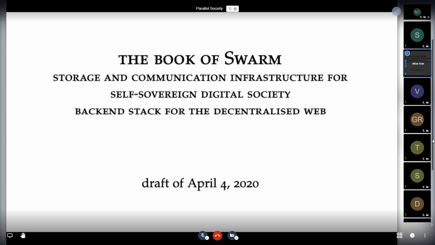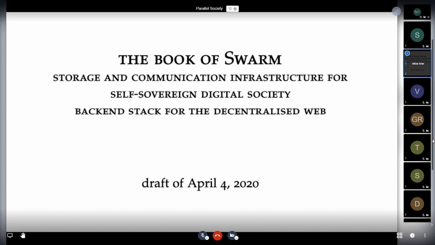And now we have come to a stage in the research where, to be very honest, this is the first time I feel that most of the components are ready and well understood, and they make a coherent system together. So there are a lot of aspects to Swarm.